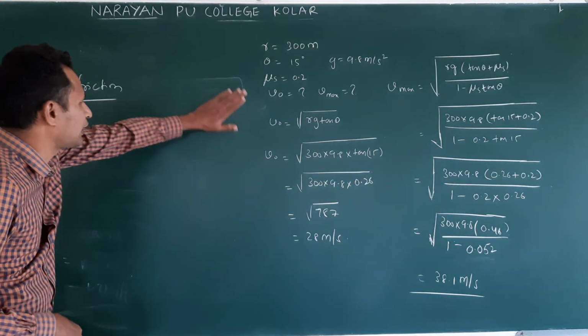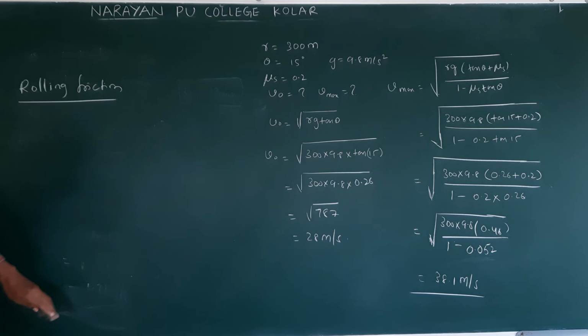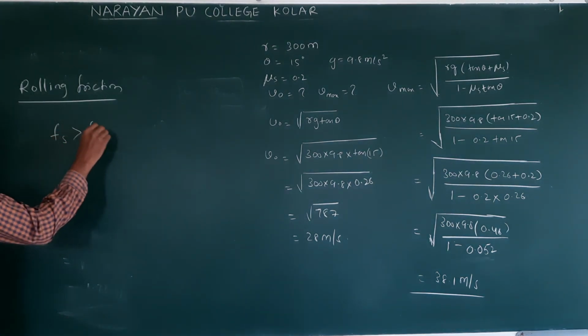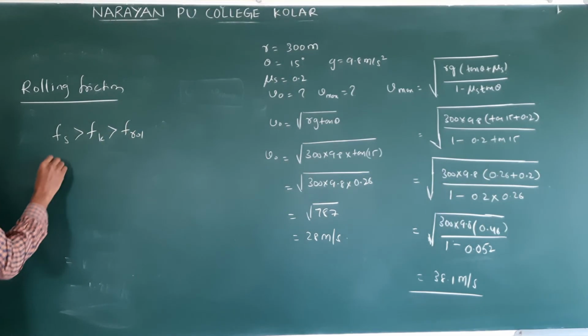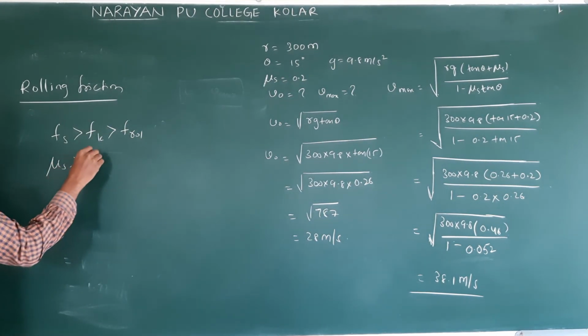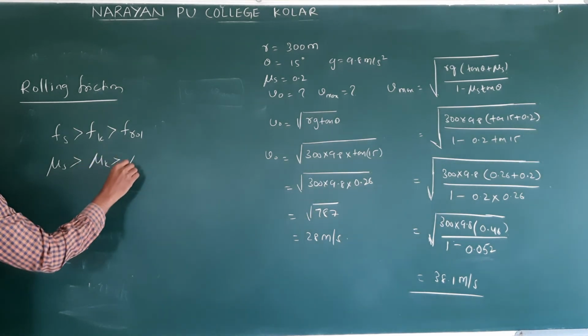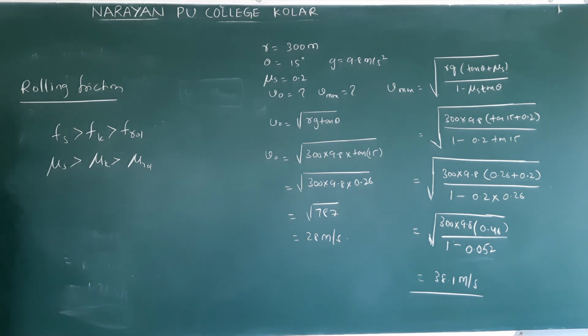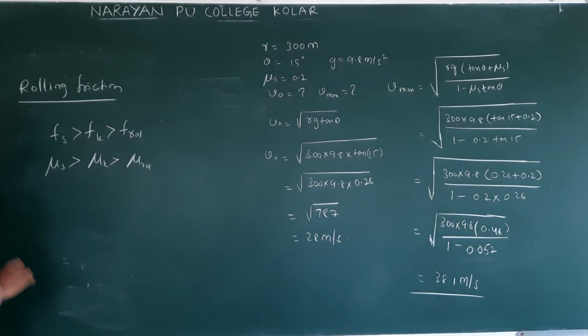We don't study much about rolling friction; they did not give much about it. They gave only static friction and kinetic friction, but as a comparison, static friction is greater than kinetic friction, which is greater than rolling friction. Similarly, the coefficient of static friction is greater than the coefficient of kinetic friction, which is greater than the coefficient of rolling friction. Okay, clear?